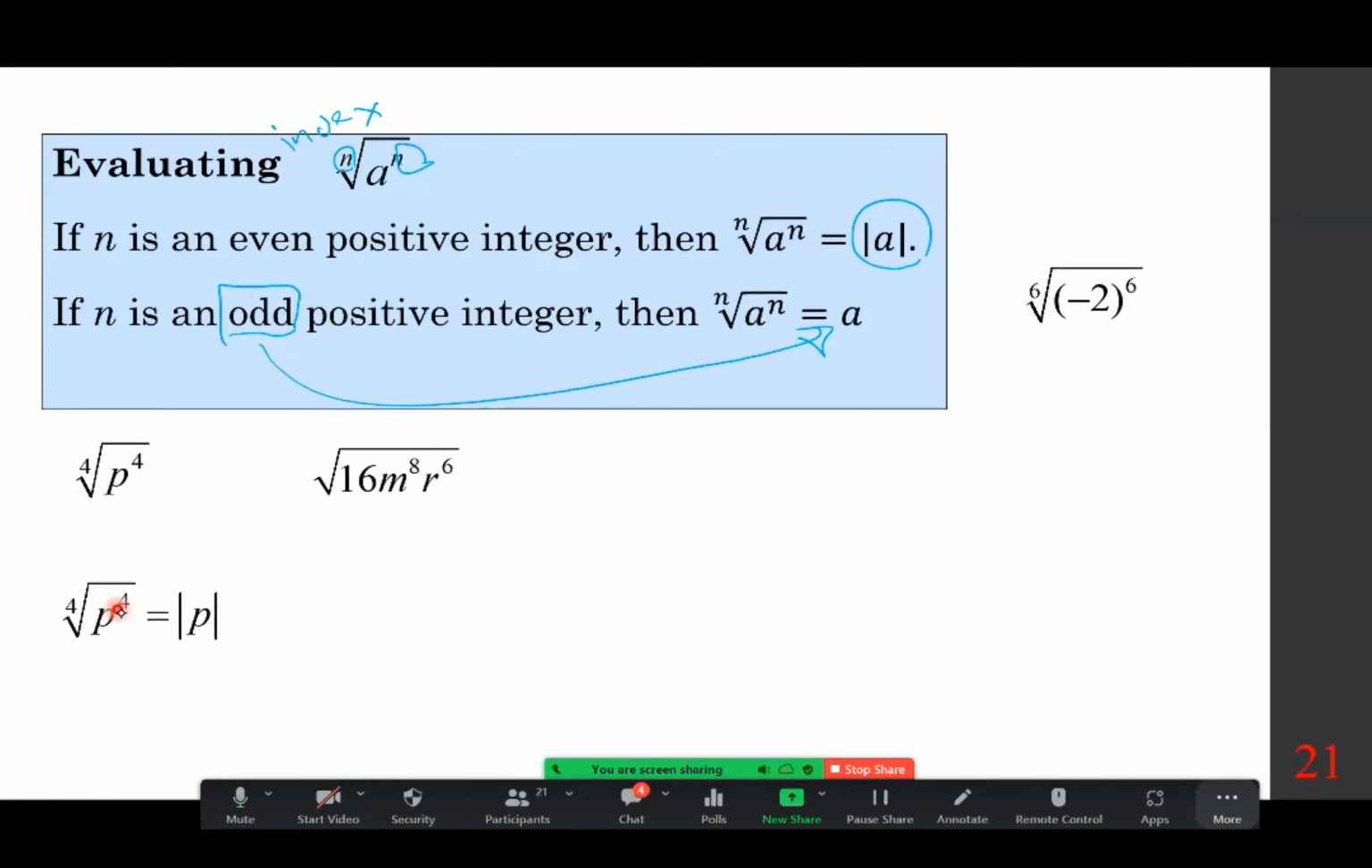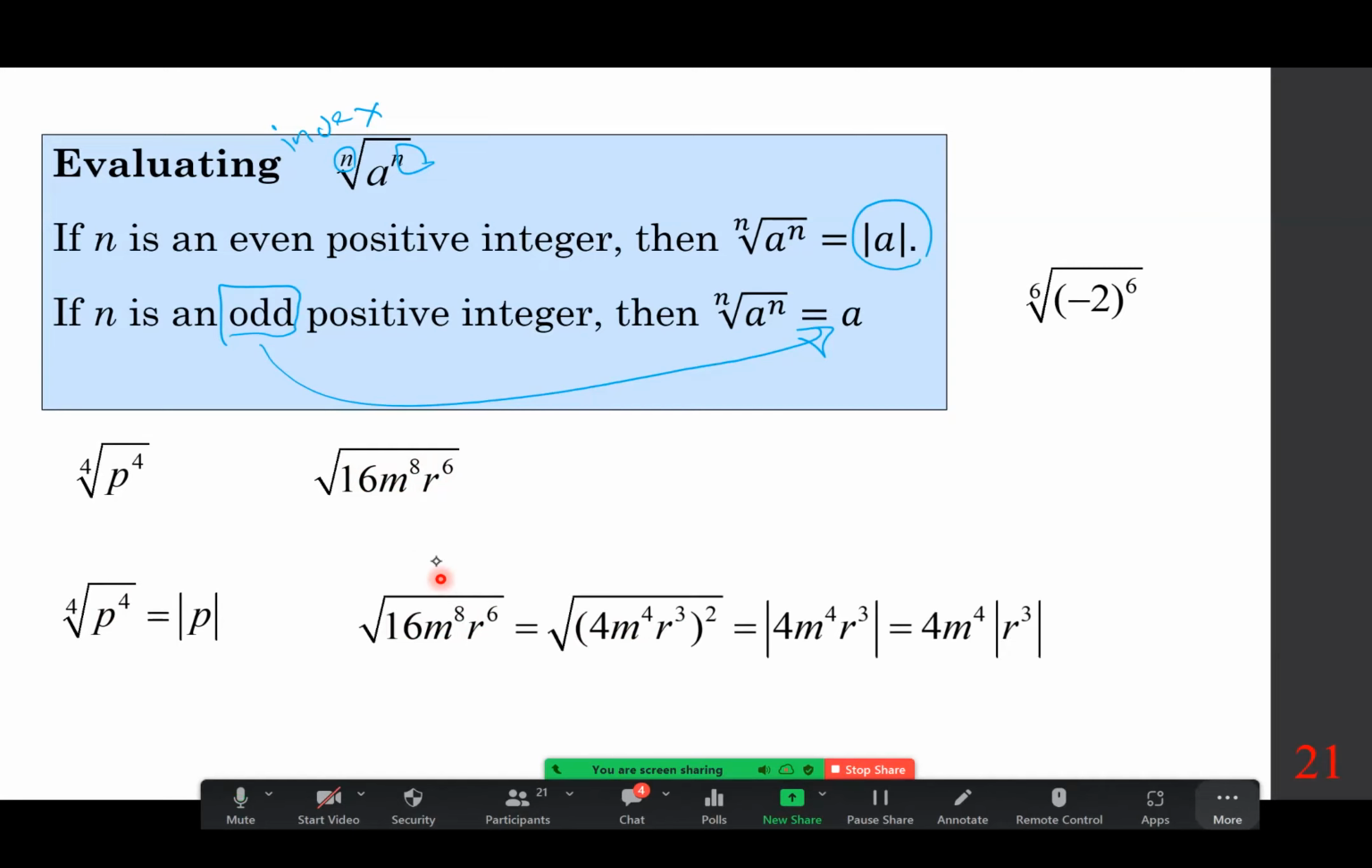The next one, I hope you know that basically you bring this out as 4, you bring this one as m to the power of 4, you bring this one as r cubed. Again, since we don't know if they are positive or negative, you can put the whole thing in an absolute value, but sometimes they just put this one in absolute value. And here's the reason, everybody. If you put it like this, it's fine. If you put it like this, it's fine.